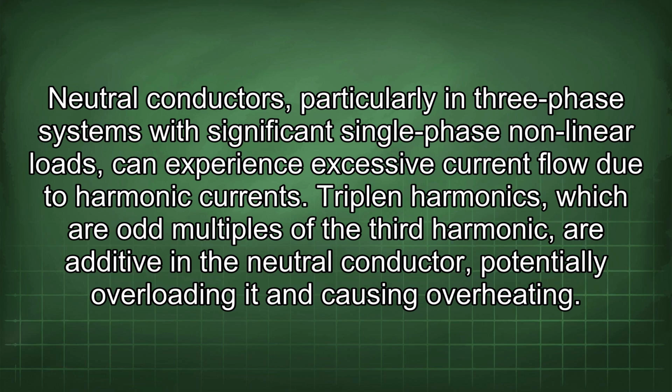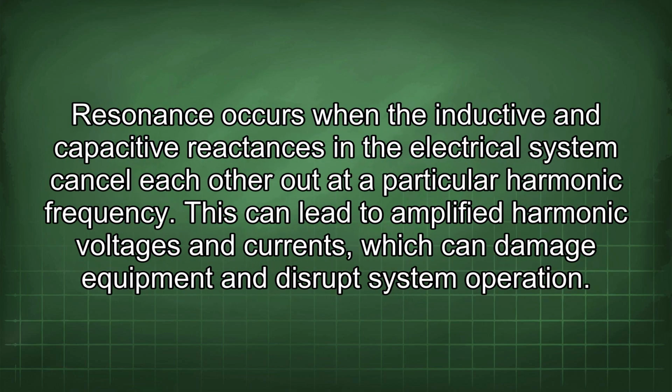Neutral conductors, particularly in three-phase systems with significant single-phase nonlinear loads, can experience excessive current flow due to harmonic currents. Tripling harmonics, which are odd multiples of the third harmonic, are additive in the neutral conductor, potentially overloading it and causing overheating. Resonance occurs when the inductive and capacitive reactances in the electrical system cancel each other out at a particular harmonic frequency. This can lead to amplified harmonic voltages and currents, which can damage equipment and disrupt system operation.